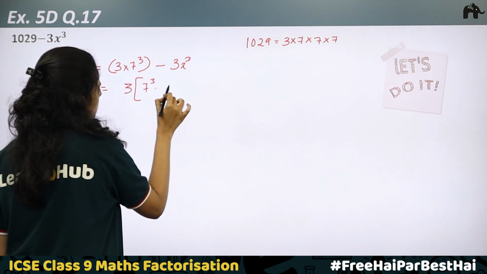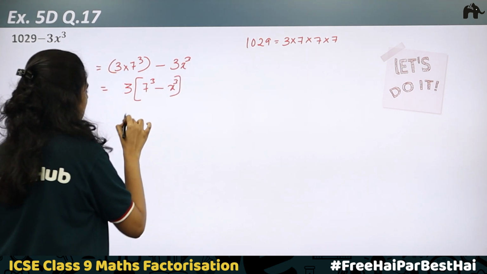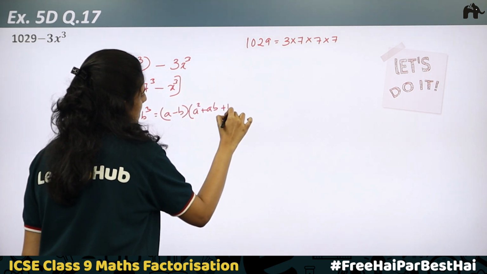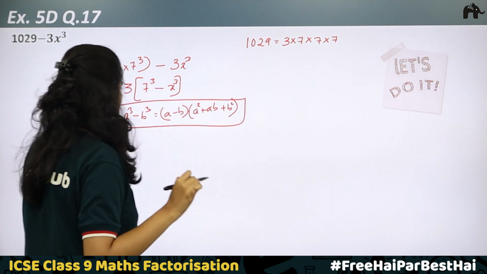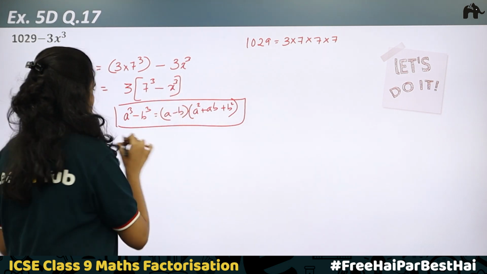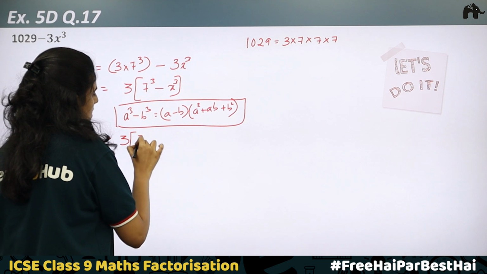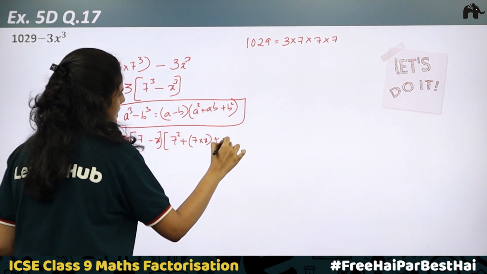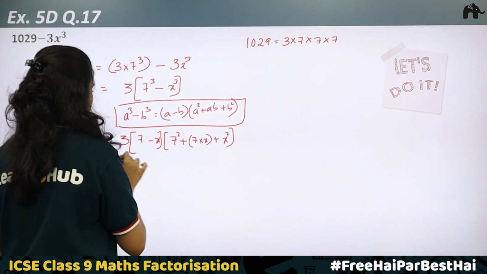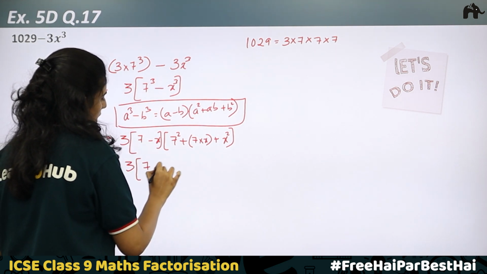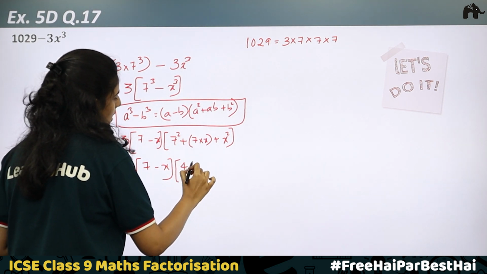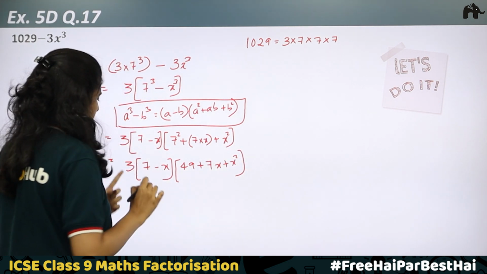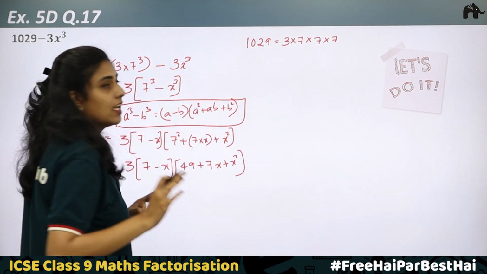Remaining we have 7 cube minus x cube. 7 cube minus x cube is of the form a cube minus b cube, which is equal to a minus b into a square plus ab plus b square. So, here in place of a we have 7. In place of b we have x. So, this is equal to 3 into a minus b, that is 7 minus x into 7 square plus 7 into x plus x square, which is equal to 3 into 7 minus x into 49 plus 7x plus x square. So, the factors are 3, 7 minus x and 49 plus 7x plus x square.